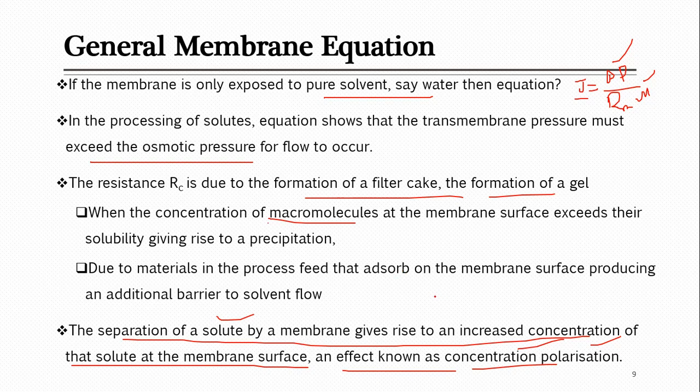So when concentration polarization takes place, it delays or reduces the amount of permeate through the membrane. So we have to clean the membrane, so more solvent can pass through the membrane, and you can get good separation or a large amount of permeate.